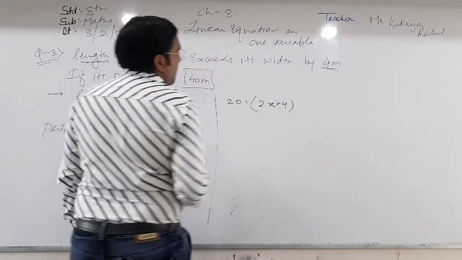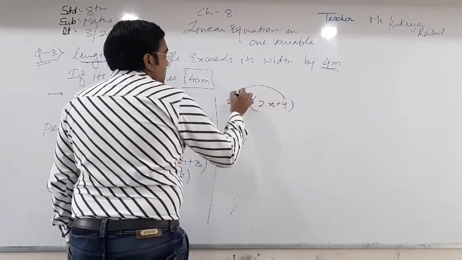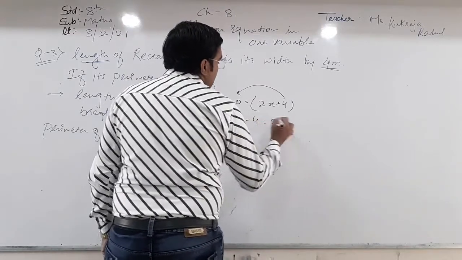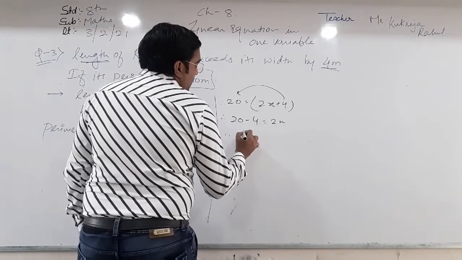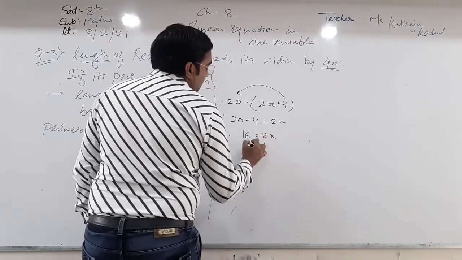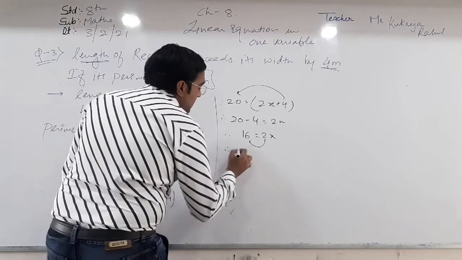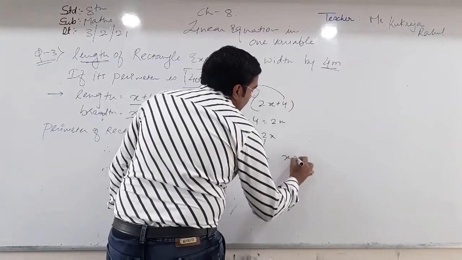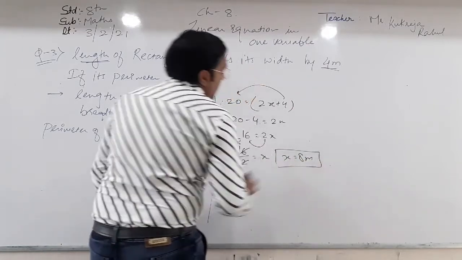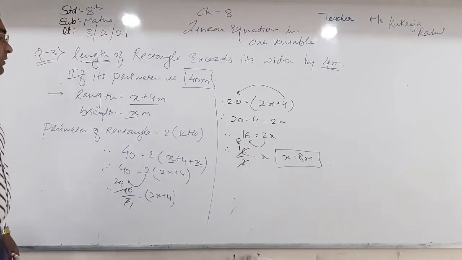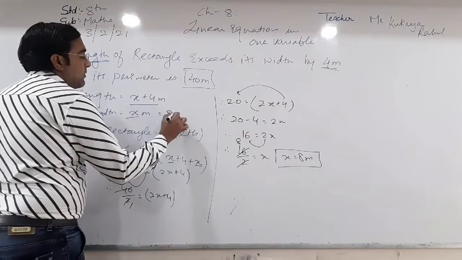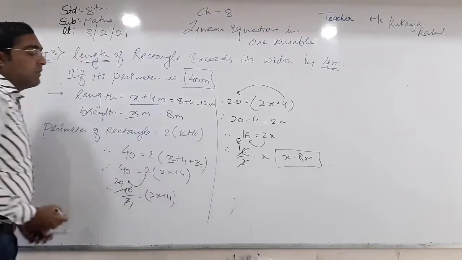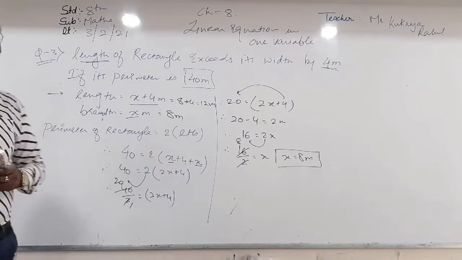2x plus 4. Now we shift 4 to the second side. So 20 minus 4 will be 2x. Then 20 minus 4, that is 16, equals 2x. Again 2 is shifted to the second side to divide the 16. So 16 by 2 equals x. Then x equals 8 meter. So x will be 8 meter. Clear? If my breadth is 8 meter, so my length will be 8 plus 4, so it will be 12 meter. Clear?